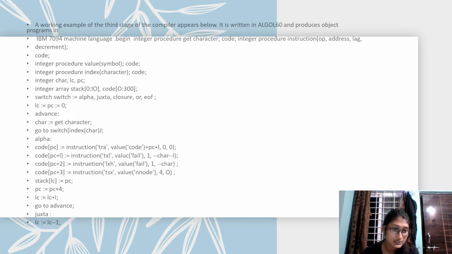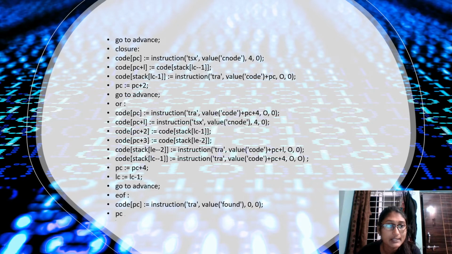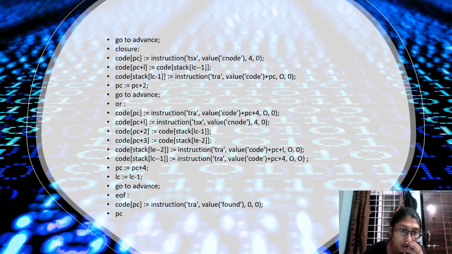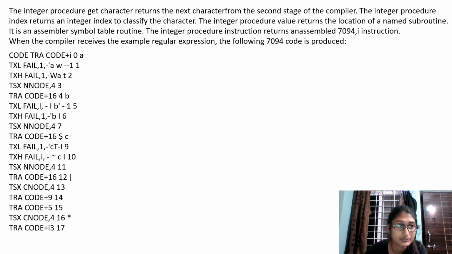PC equals instruction of the value and code plus PC plus 1 comma 1. PC plus 1 instruction, PC plus 2 instruction, PC plus 3 instruction equals char dot 1, char 4, end node failed, stack PC equals PC plus 4, IC equals IC plus 1, go to advanced closure PCD. And this is the code from which you get a clear understanding of the stack closure definition.